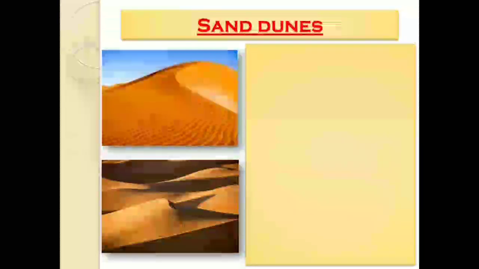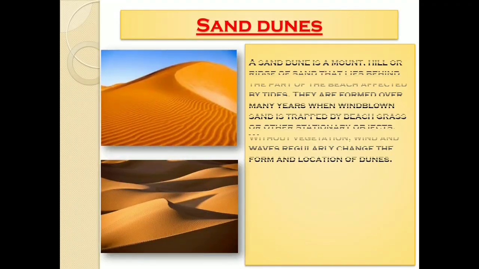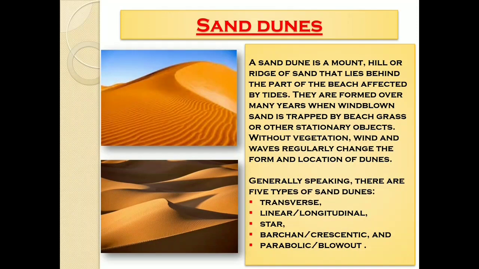Now you can see sand dunes. See the picture of sand dunes. What is it? A sand dune is a mound, hill, or ridge of sand that lies behind the part of the beach affected by tides. They are formed over many years when wind blown sand is trapped by beach grass or other stationary objects. Without vegetation, wind and waves regularly change the form and location of dunes.